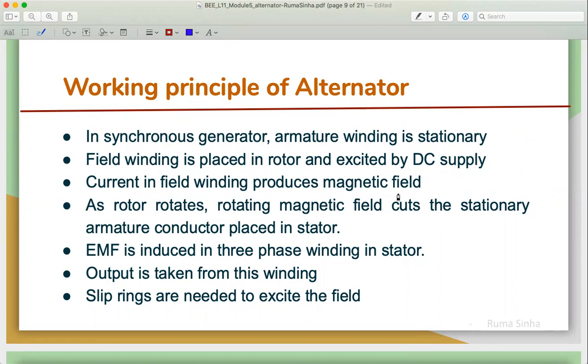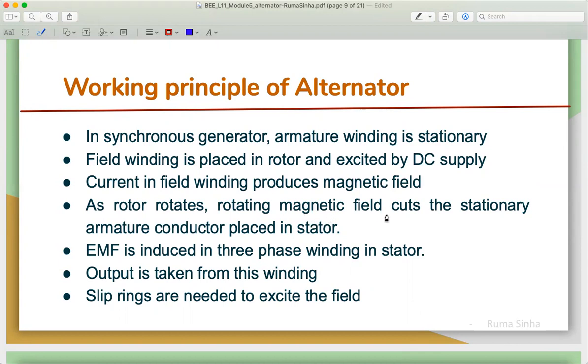When the DC supply is present, it acts as a magnet. If the DC supply is not given, it does not act as a magnet. So this DC supply produces the magnetic field. Now the rotor will be rotated by using a prime mover. So as the rotor rotates, a rotating magnetic field will be produced. The magnetic field is already produced. Now the magnetic field is rotated.